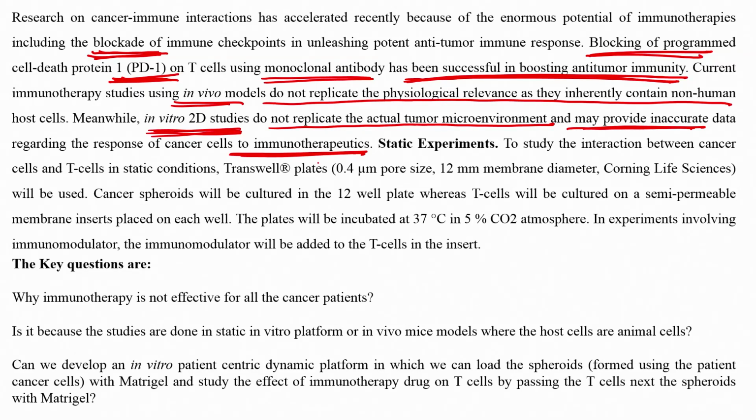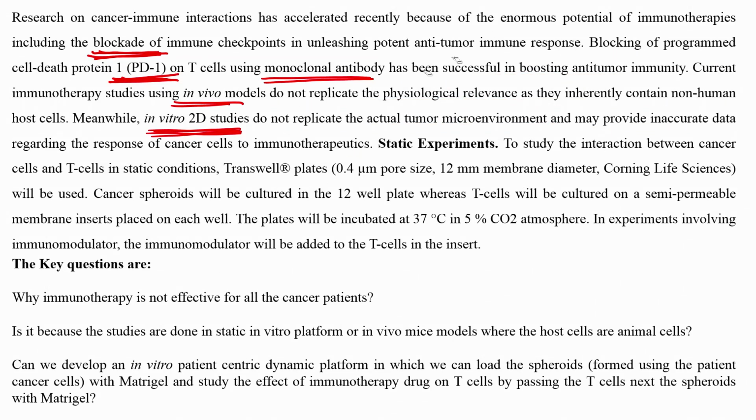immunotherapeutics. You see, one thing is PD1, blocking PD1 can be effective. Second thing is in vivo models, animal models will not replicate the actual tumor environment because of the animal host cells or non-human host cells. Third thing is 2D in vitro models do not replicate the actual tumor microenvironment, and thus it is possible that they may provide inaccurate data regarding the response of cancer cells to immunotherapeutics. Okay.